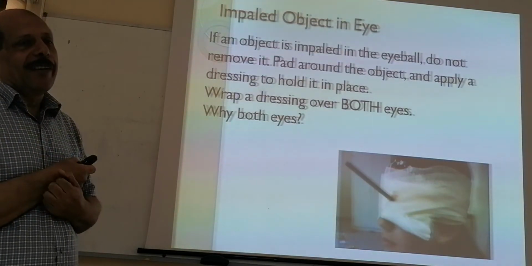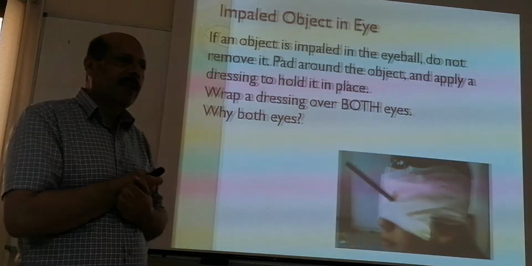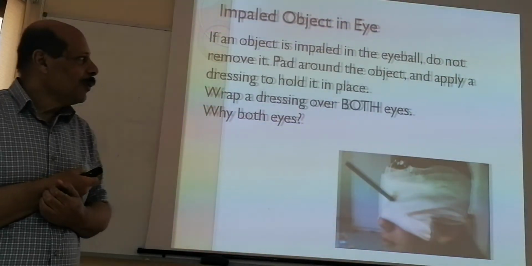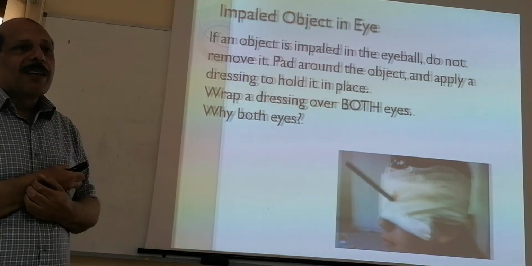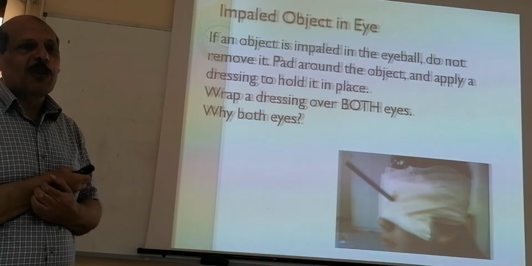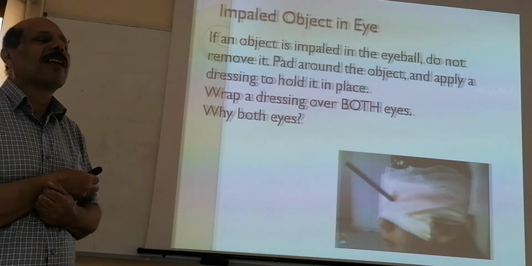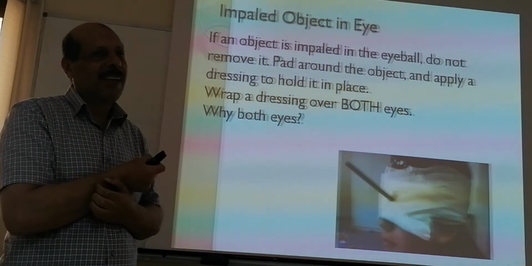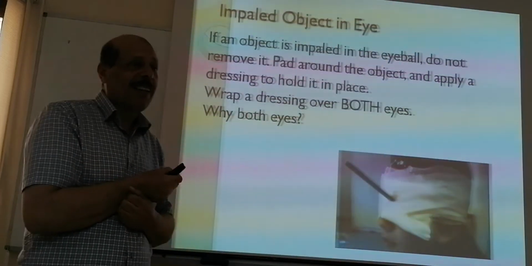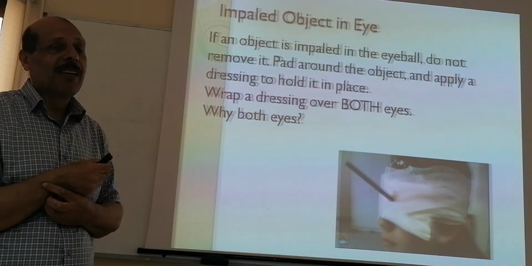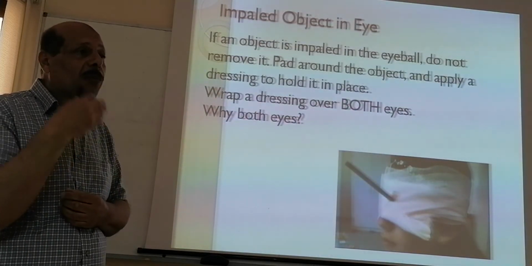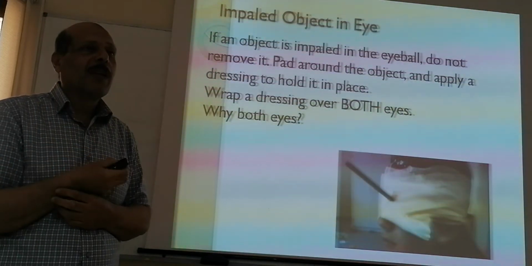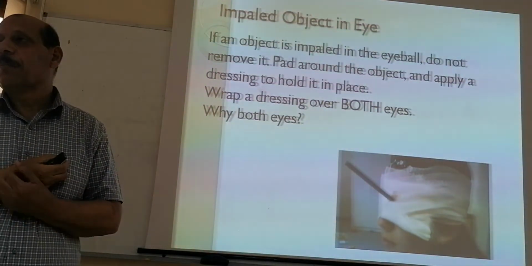If there is an embedded object in the eye, this might sometimes happen. What we can do, we should not remove it. We should not interfere with it, regardless if it is small or large. Sometimes it is a pen or a knife or whatever it is, or a nail. We have to close both eyes and fix it in order to. Why do we have to close both eyes?